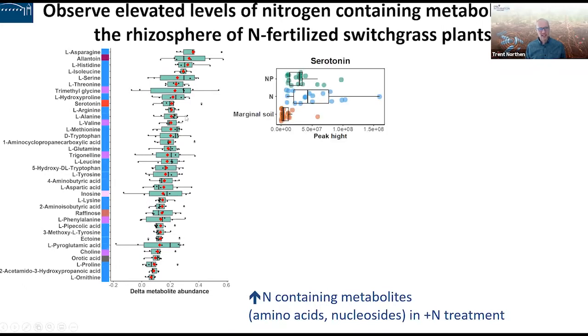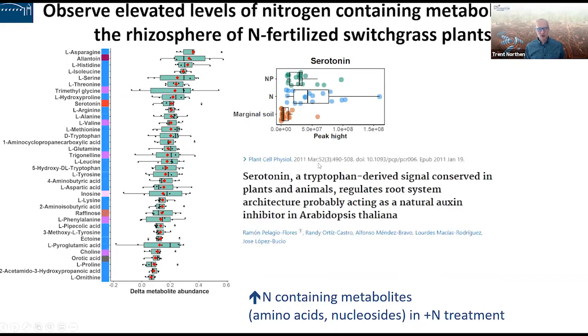One thing that caught Kate's eye when she looked at this is serotonin, which is not something that we would typically be looking at in soils. And it had a significant increase once you amended the soil with nitrogen and phosphorus, or just nitrogen versus the marginal soil. And serotonin is a real functional metabolite that's been shown to act as a natural oxidant inhibitor in Arabidopsis thaliana. So we thought, well, this is pretty neat. So some of these metabolites may have functions beyond just being substrates for microbes.